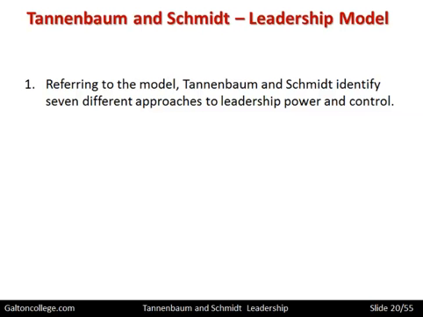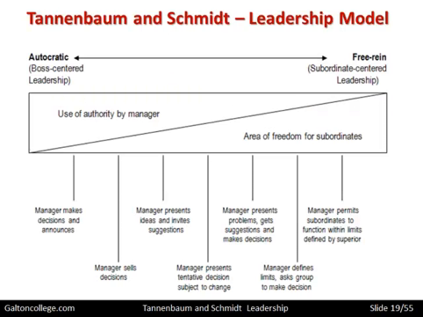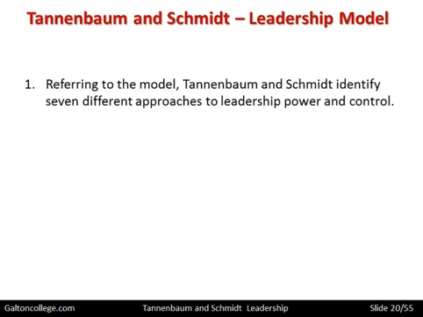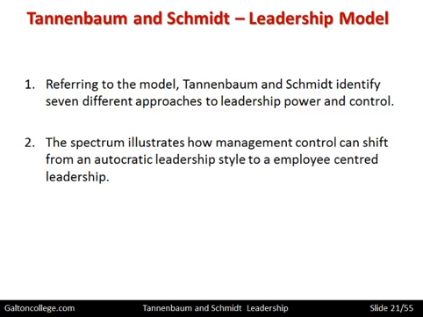Referring to the model, Tannenbaum and Schmidt identify 7 different approaches to leadership and power and control. There are 7. So we've got the 7 points listed along the bottom, and these are the points that have been identified by the Tannenbaum and Schmidt model. The spectrum illustrates how management control can shift from an autocratic leadership style to an employee-centered leadership style. So the employees become more involved in management and in decision making.